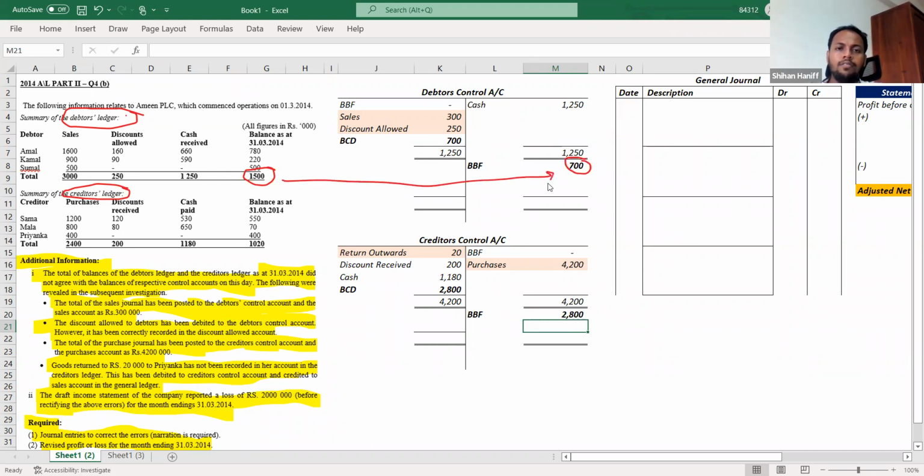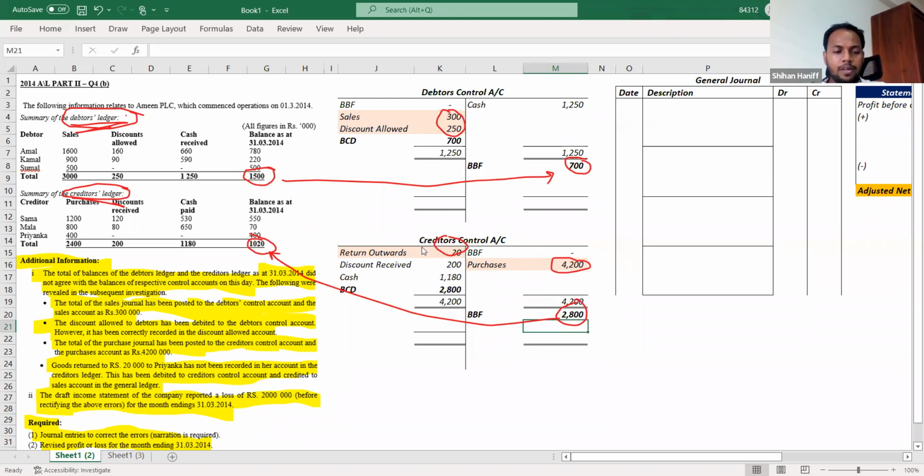The reason is these two. Sales recorded as 300, discount allowed is debited 250. That is why here there is a difference. This is the balance of debtors ledger. And creditors ledger, balance is 1,020 here. But control account balance is 2,800. Reason is this purchases and return outwards. These two are the differences.